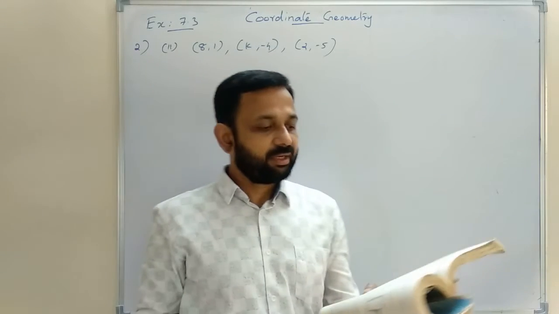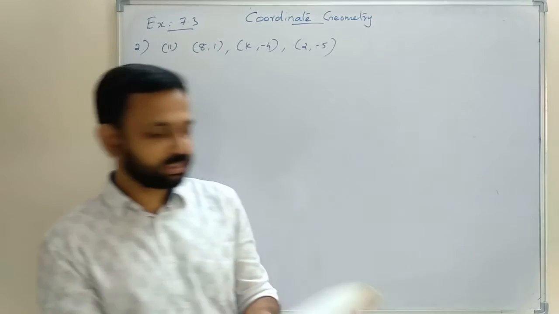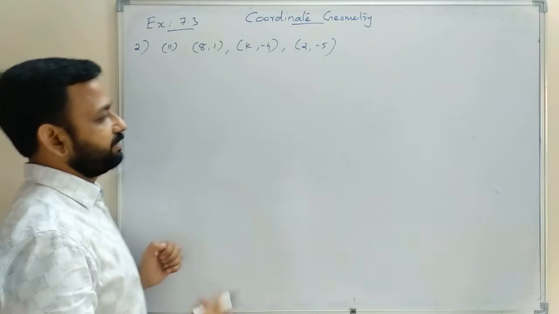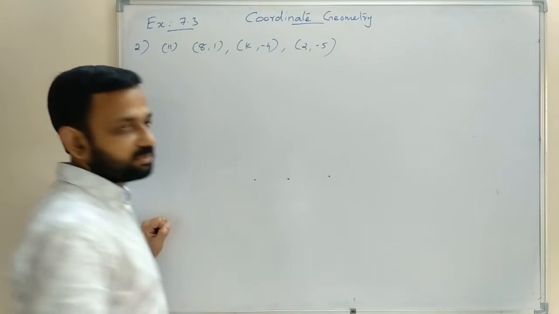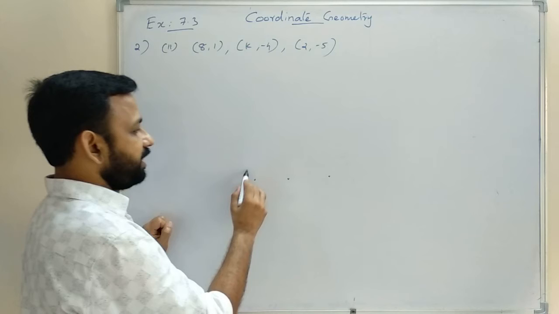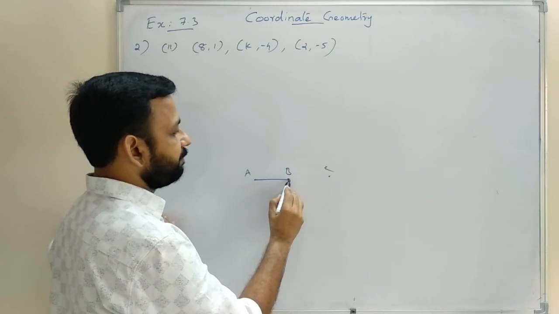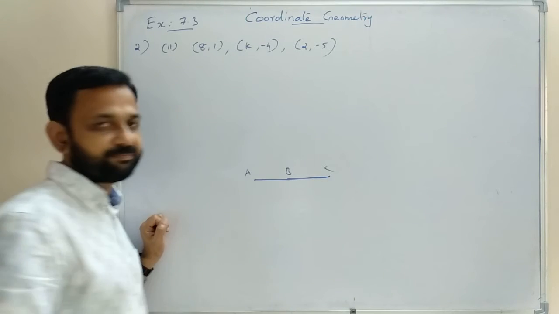So here, in each of the following, find the value of k for which the points are collinear. So here it's given these 3 points are collinear. Collinear points are points lying on the same line. So they are called collinear points. If A, B, C are collinear points, then A, B and C lie on the same line.